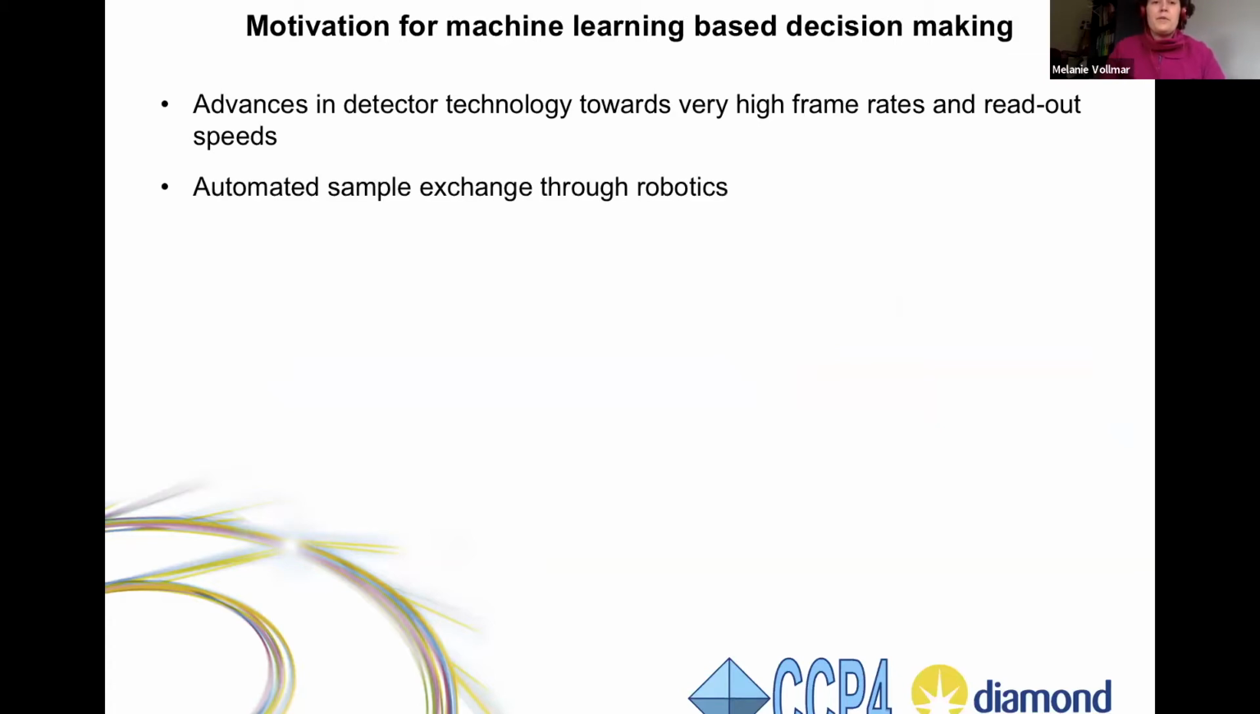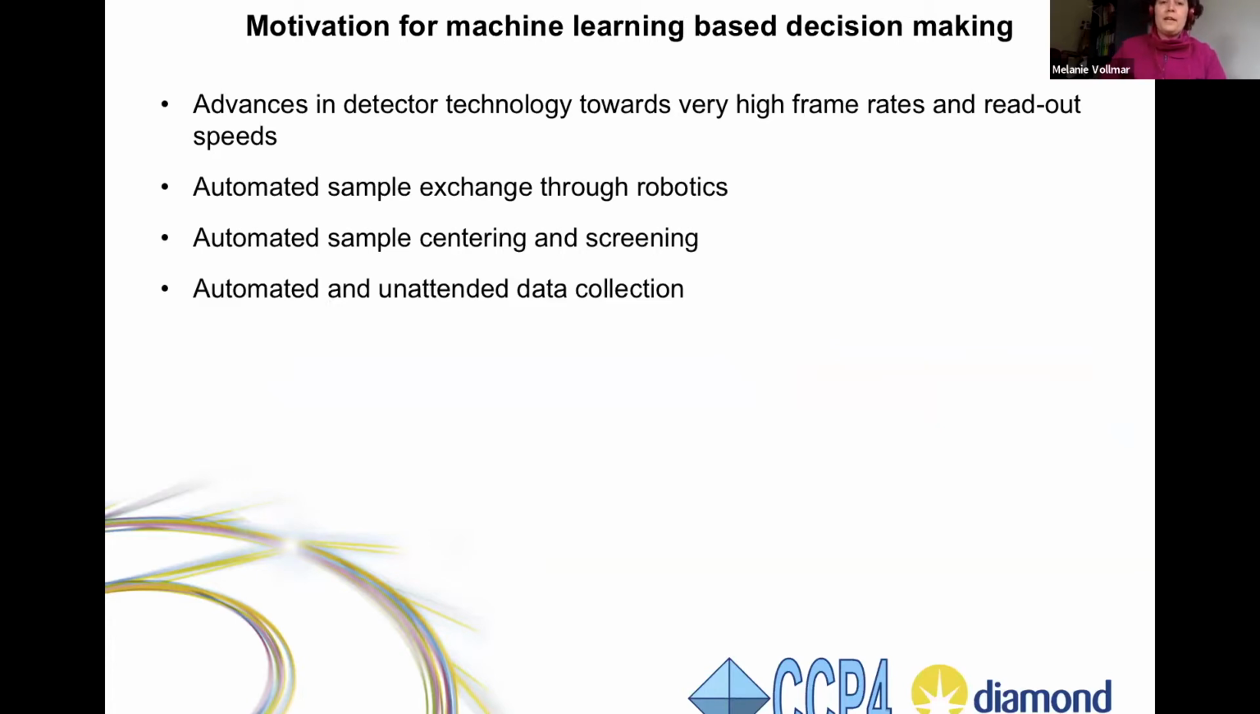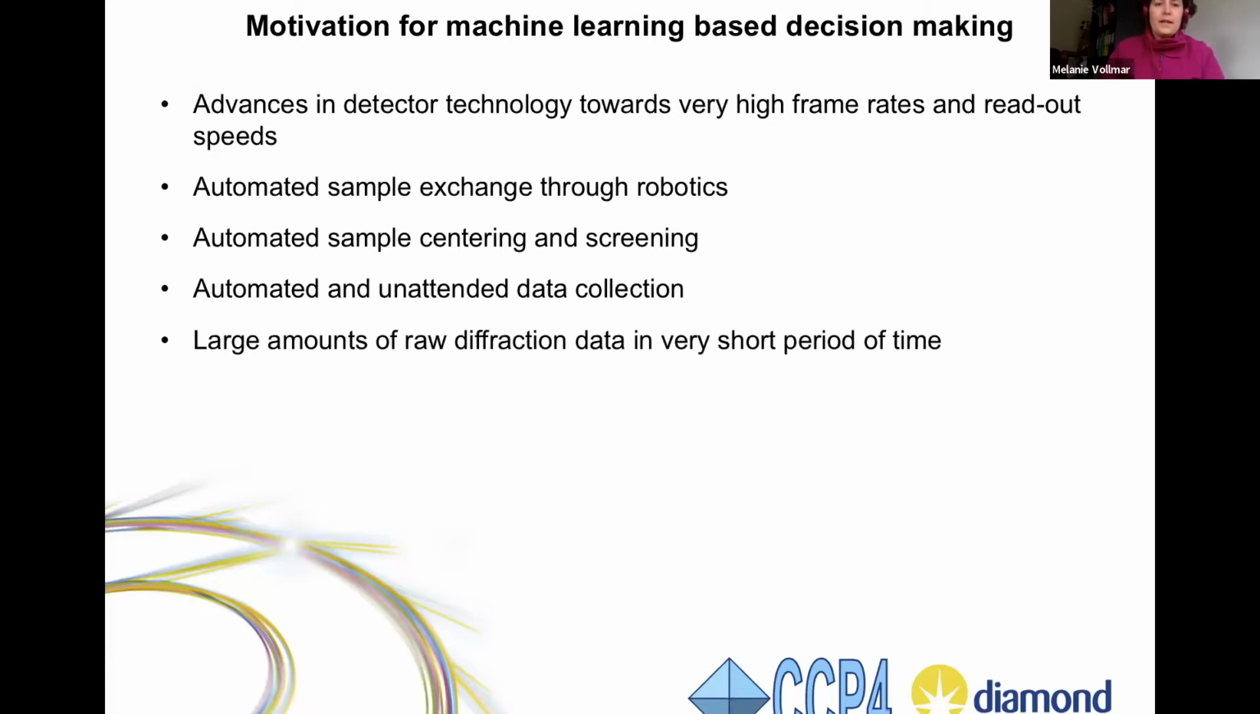This is combined with automation for sample exchange and sample centering, which is literally user-free. Going so far that we have unattended data collection at Diamond, where users just send in their samples with a courier in pre-mounted standard pins to fit our robotic systems. And then the beamline does everything independently. We just press the go button and it does all of the work by itself. That obviously will incur lots of data.